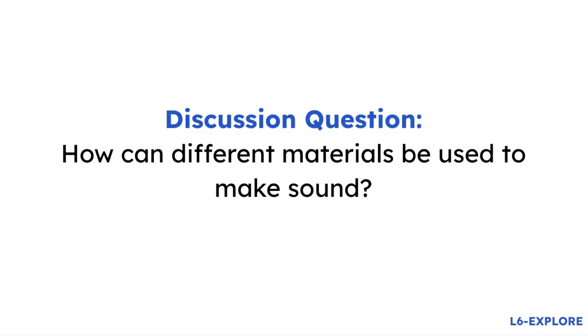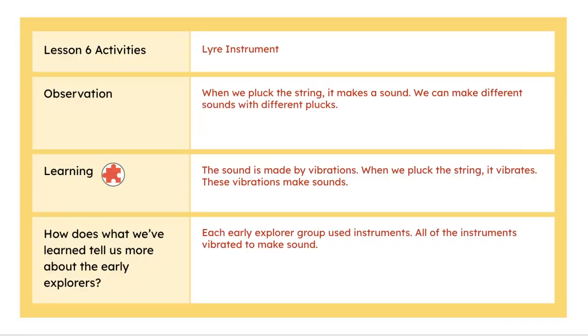For the Explain portion, you'll lead a discussion for students to share their findings from their lyre modeling activity. You'll use the provided questions to guide your discussion around the question, how can different materials be used to make sound? The goal of this class discussion is to analyze the different instruments early explorers used. Students will think about how their lyres made sound. You'll use the discussion to create the Lesson 6 summary chart.